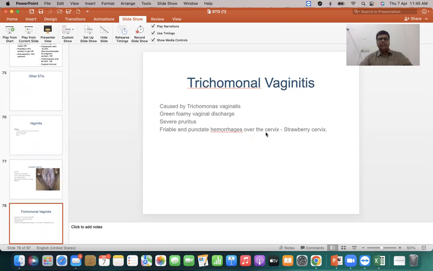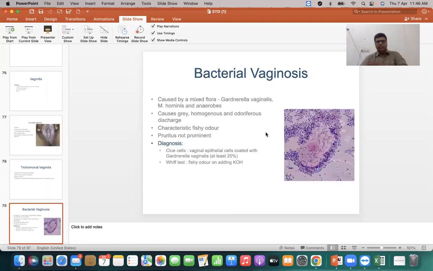Trichomonas vaginitis is caused by Trichomonas vaginalis. There may be thin foamy vaginal discharge, severe pruritus. They are friable and punctate hemorrhages over the cervix, which is called strawberry cervix.